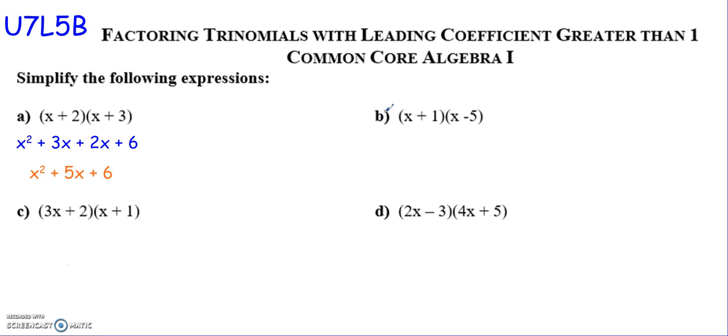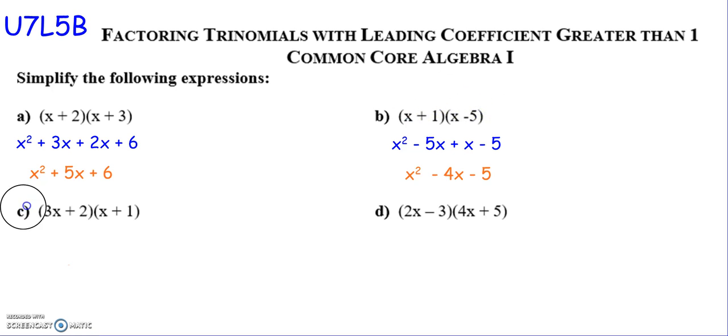B, again, you could have used a shortcut and maybe went straight down to here, because some of you guys know that if I just add 1 and -5, I get -4, and if I multiply them, I get -5. But here's the work, in case you're still doing that. x times x, and so on, and 1 times x, and 1 times -5.